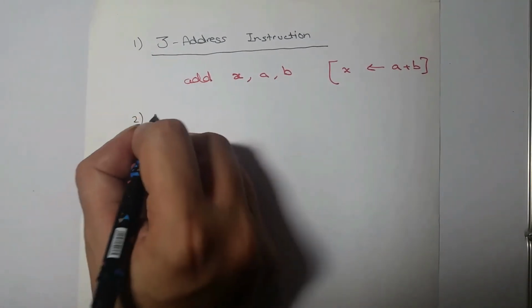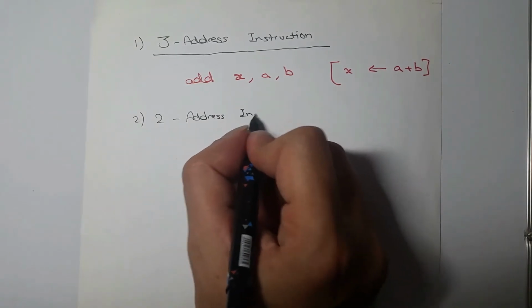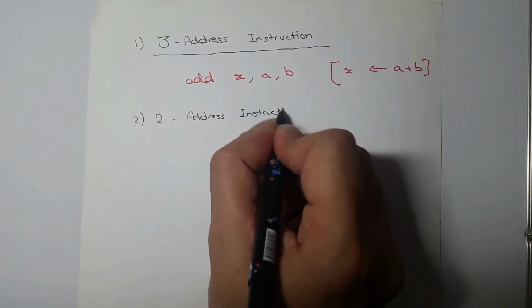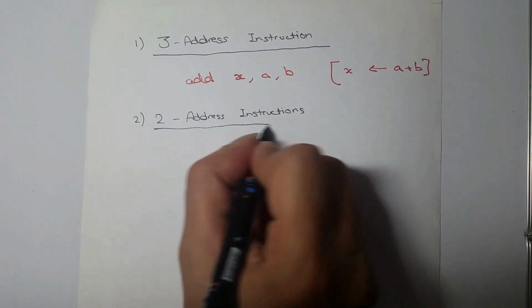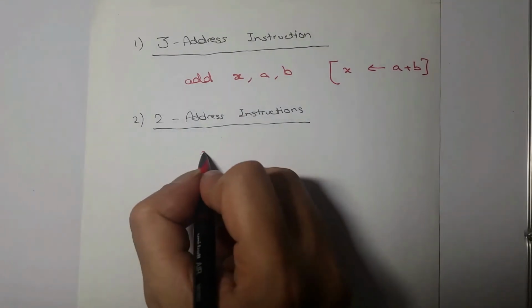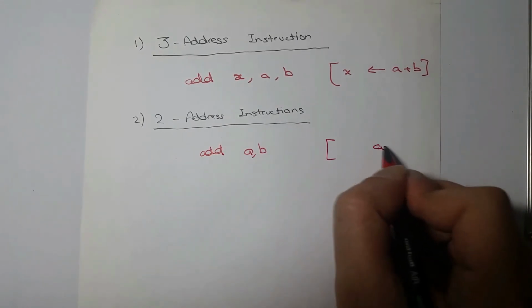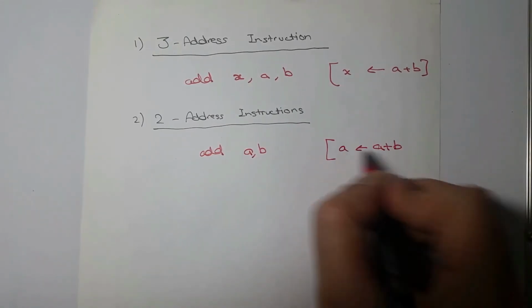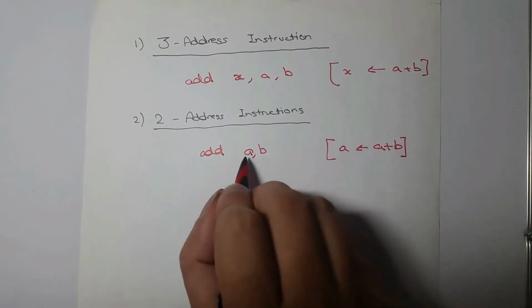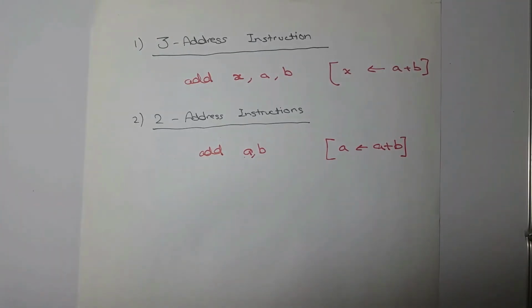The next type is two address instructions. Similarly, here there would be two addresses in the instruction, and if we were to use the same example of adding two numbers, we'll write add a b. This would mean we're adding a and b and storing the result in the first address, which is a. So a plus b will be stored in a.